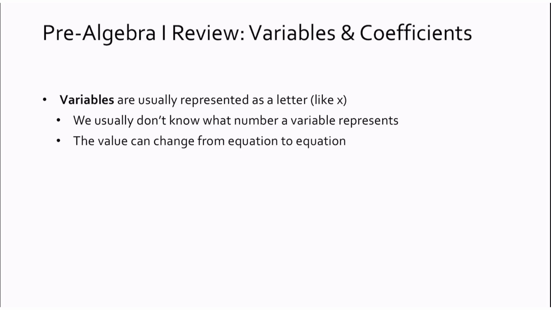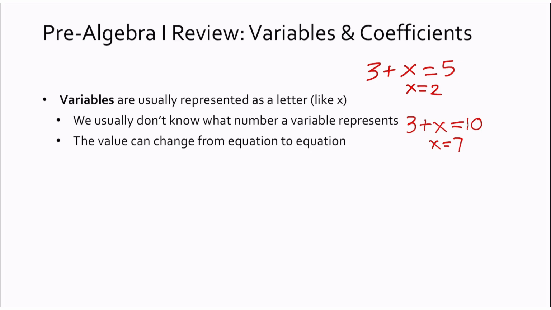So for example, if I have 3 plus x equals 5, then I know that in this equation, x equals 2. But I could have another equation later that says 3 plus x equals 10. And in this equation, x equals 7. In two different equations, the same variable can equal two different things.